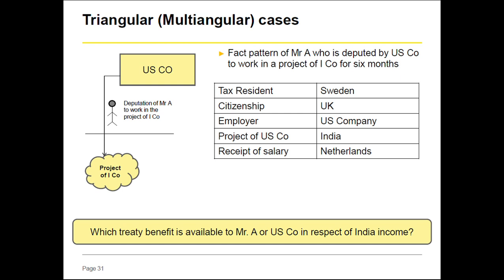Facts of this case: Mr. A is a tax resident in Sweden, is a citizen of the UK, is employed by a US company, but he works in India. He receives salary from a Netherlands company. Which tax treaty should we see? Answer: the source country? No, that's this country. Sweden is the tax residence. We should see the India-Sweden tax treaty only.